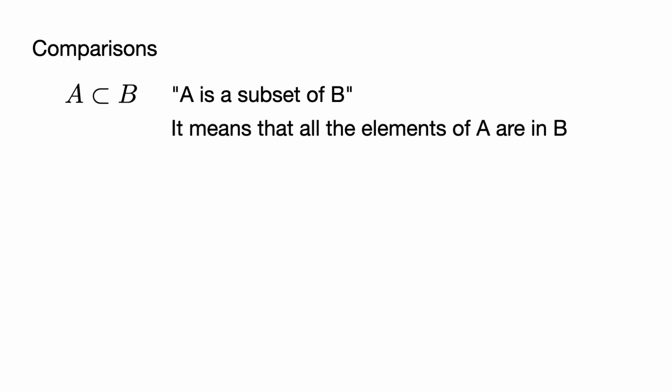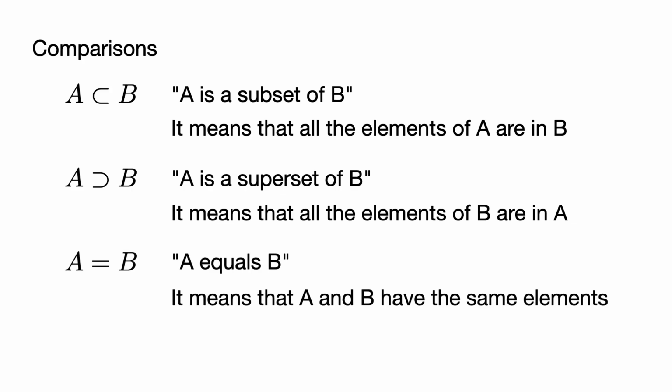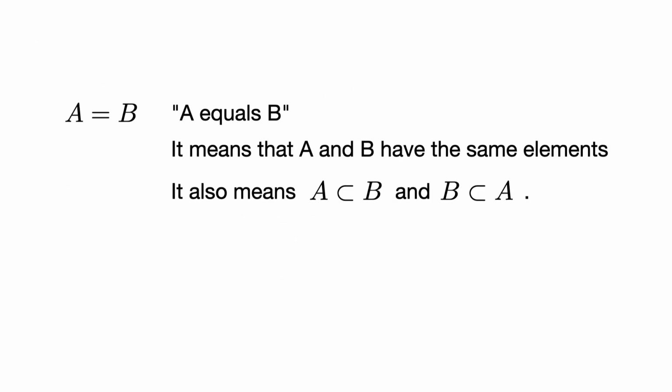We can compare sets. Let's talk about some comparisons. This is read A is a subset of B, and what it means is that all elements of A are also in B. This is read A is a superset of B, and it means all elements of B are in A. This is the equals comparison. It's read A equals B, and it means that A and B have the same elements. Equivalently, it means that A is a subset of B, and B is a subset of A.